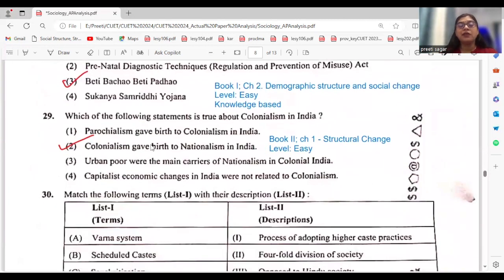Which of the following statements is true about colonialism in India? So colonialism gave birth to nationalism in India. So option 2 is the right answer.